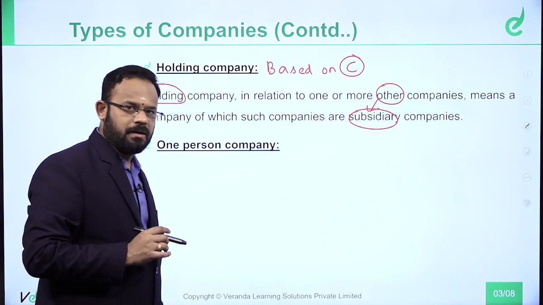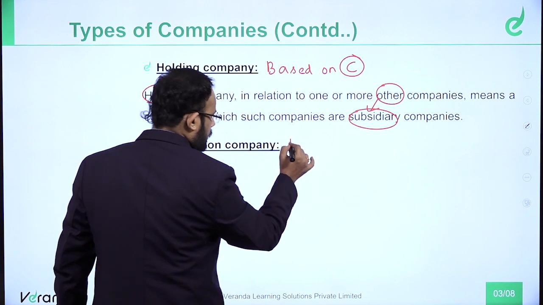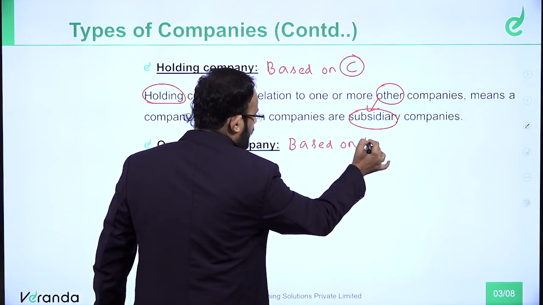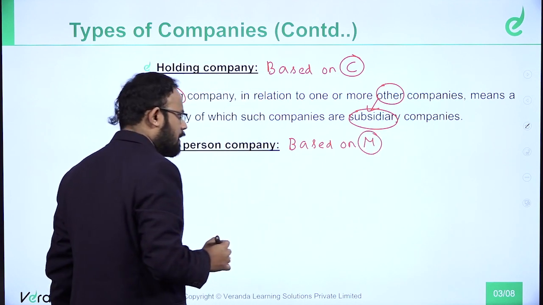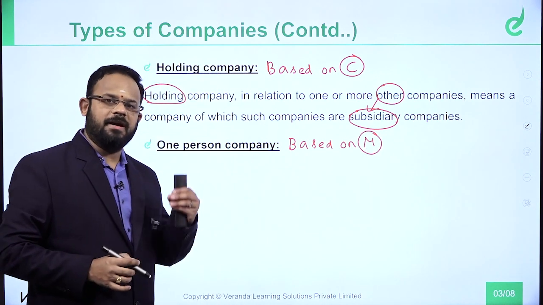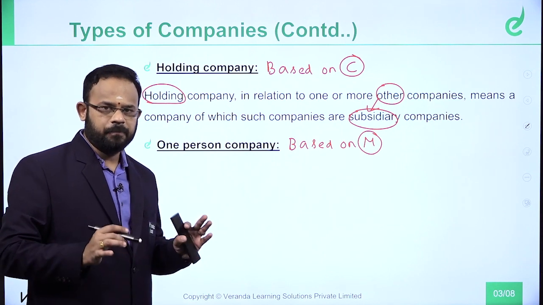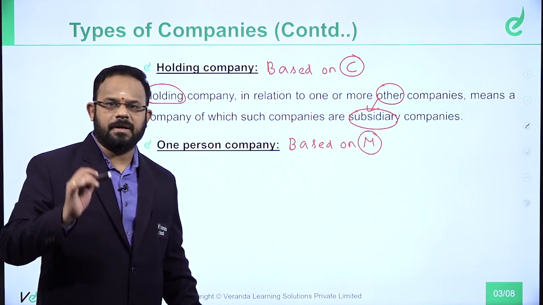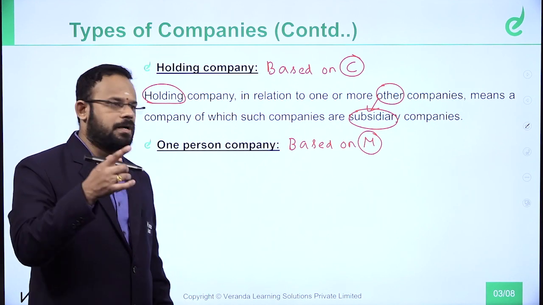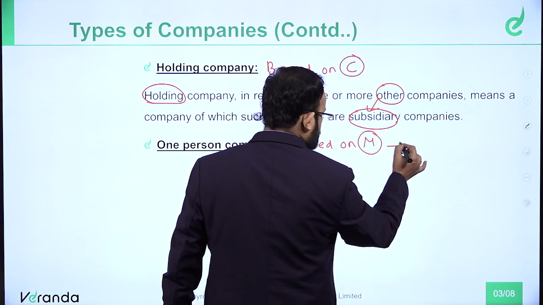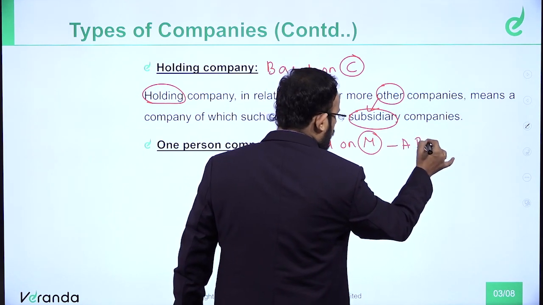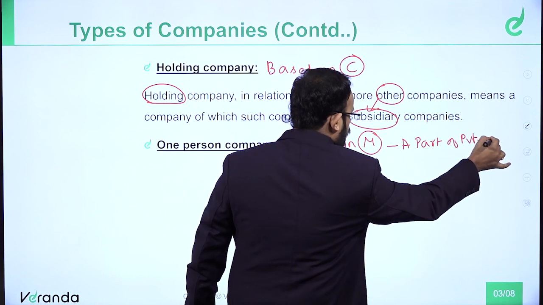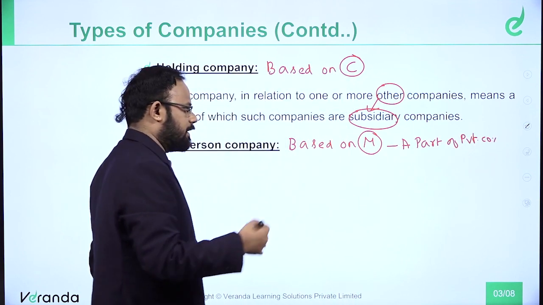One person company. One person company is based on membership. So what I am writing in CAMEL, it is going to be M. When we say membership, private company and public company will be there. You can ask me, private and public is there, how come it is one person company? One person company is a part of private company. They will ask you this in MCQ. So I am writing it is a part of private company. What is private and public? We will cover in the next slides.